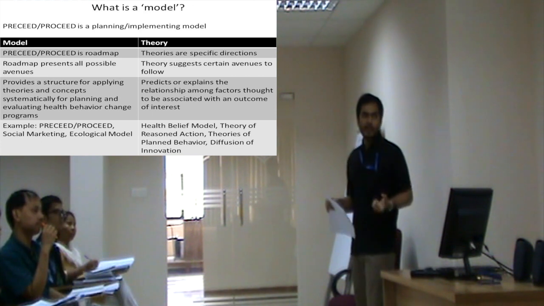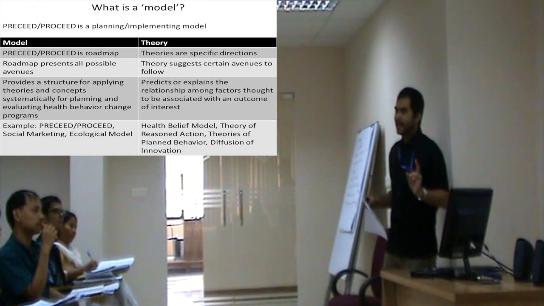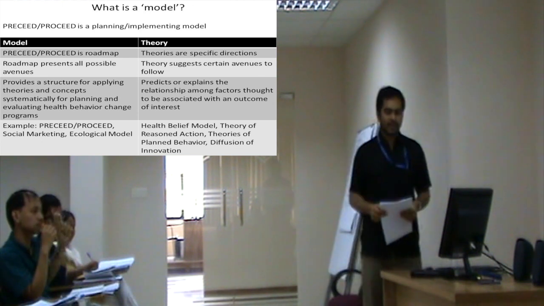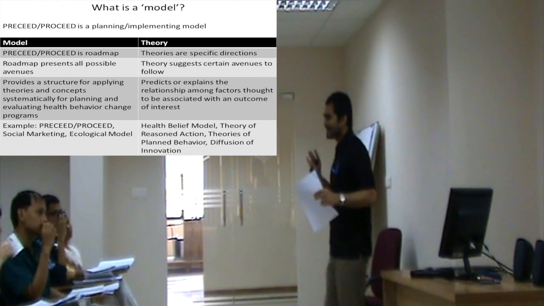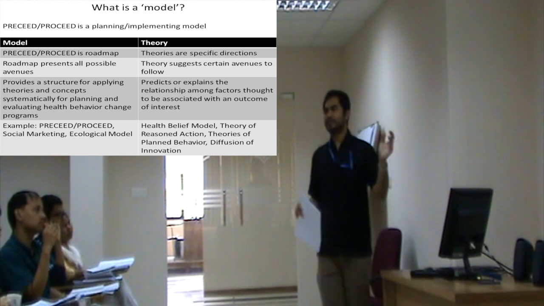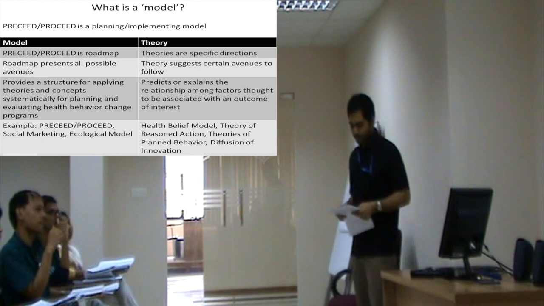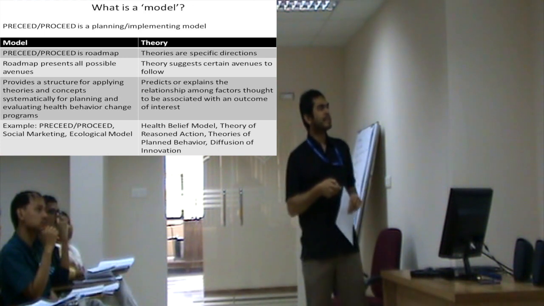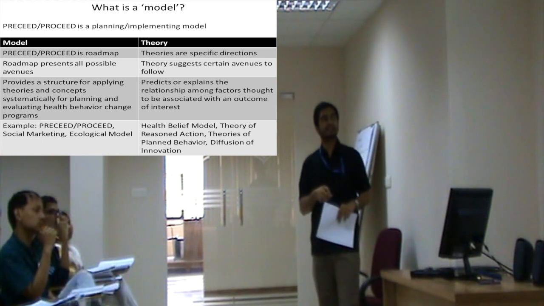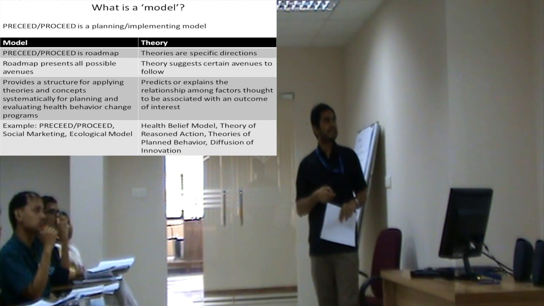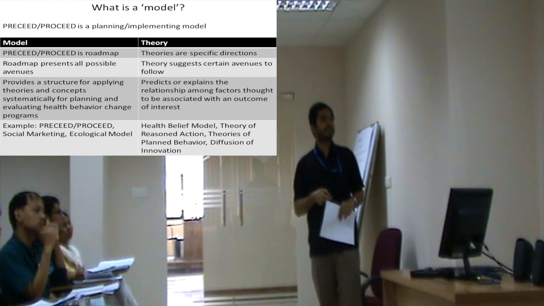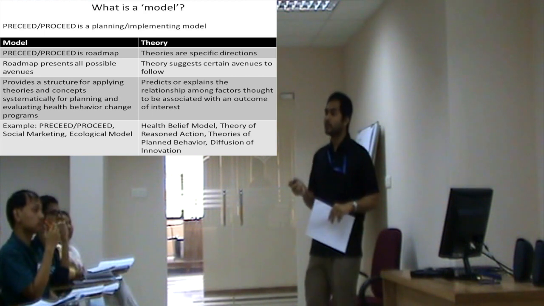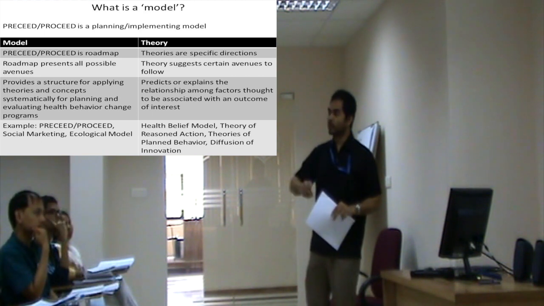So the roadmap is the model, and the specific path that you take, you can call it like a theory. I don't want to confuse you, these are not very important. Try to perceive. The most important thing is, as I said, to understand the purpose of each of the steps that we will be discussing. The roadmap presents all the possible avenues, and theory suggests certain avenues to follow. It provides a structure for applying theories and concepts systematically for planning and evaluating health behavior change programs. So it helps you to plan and to evaluate your program.